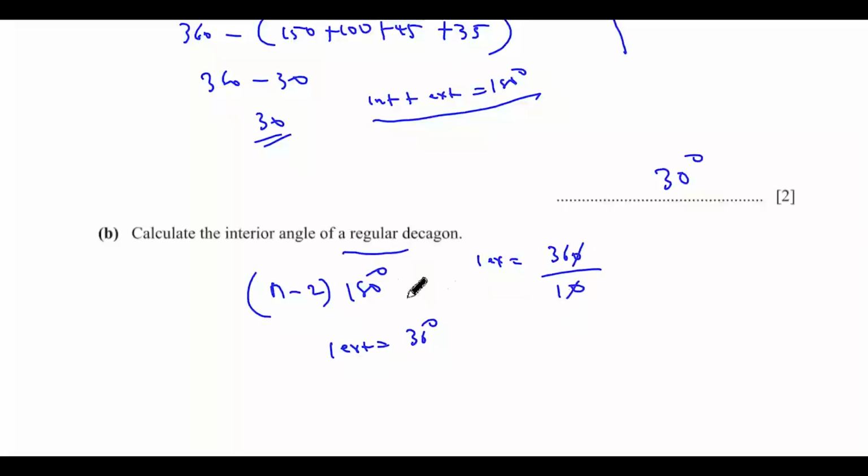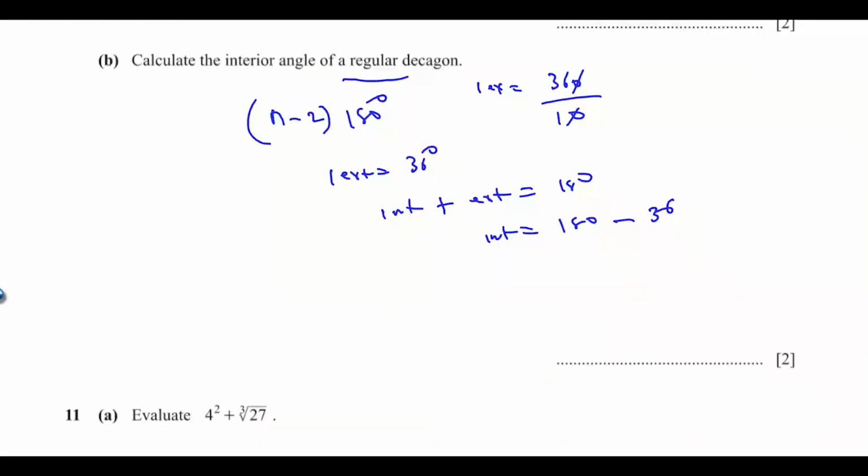From here, we can now get one interior angle by using this formula. One interior angle plus one exterior angle add up to 180 degrees. Then the interior angle will be 180 subtract 36, and that will give us 144 degrees. That will be the value of one interior angle of a regular decagon, 144 degrees.